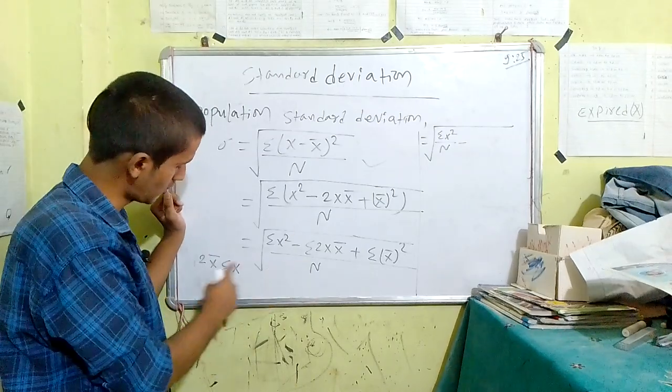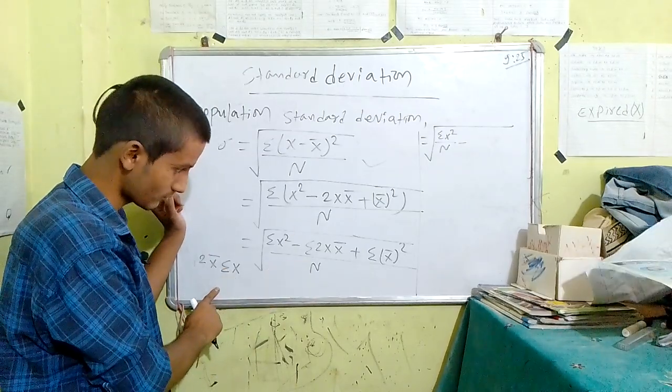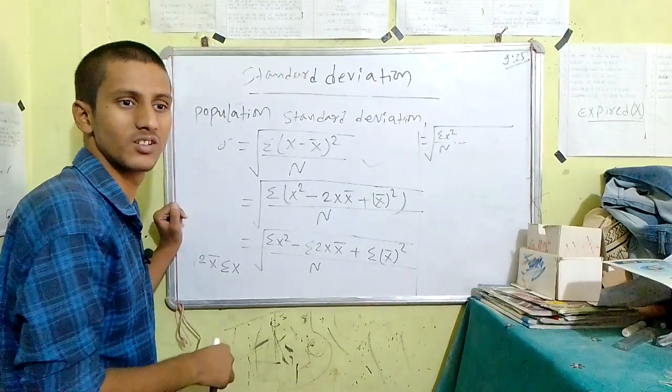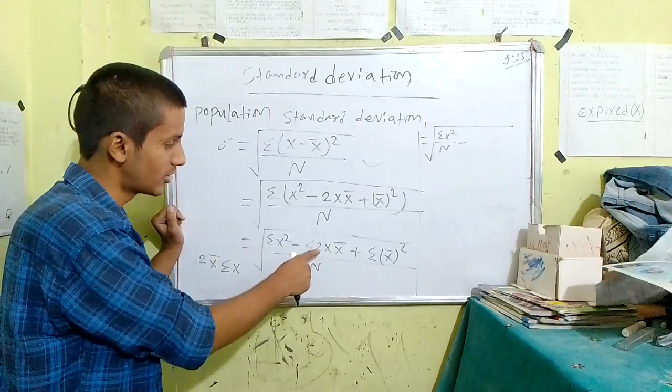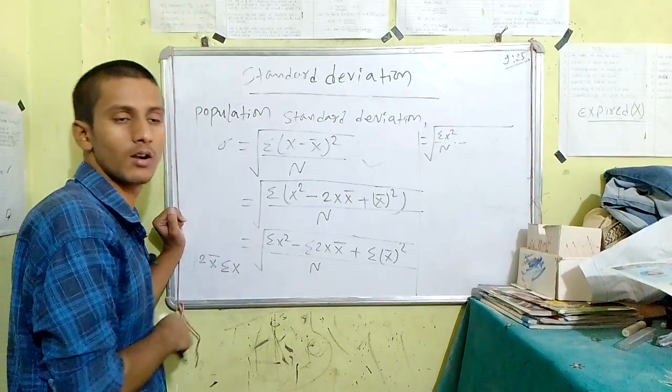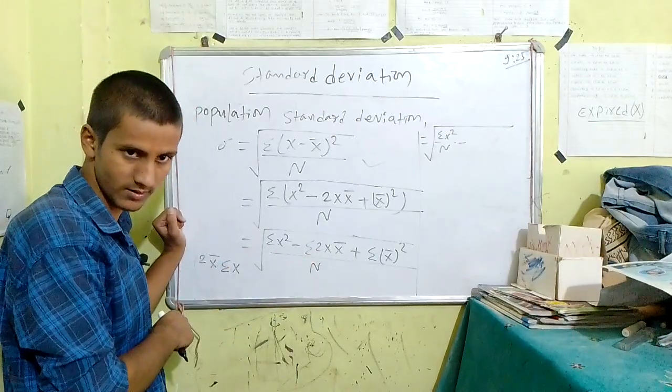Okay, pay attention. So what you can do is, you can transfer the 2x bar outside the sigma. The reason, do you know why it is true?